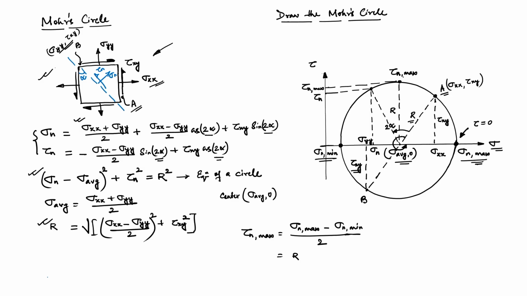Now, look at this tau n max. This is the plane along which we have maximum shear stress, but in this plane we have a non-zero axial stress. What is the value of the axial stress here? It is sigma average, and that is the most important thing to be noted. The plane that has maximum shear stress will have an associated axial stress, but the principal plane will not have any associated shear stress. Keep that in mind.